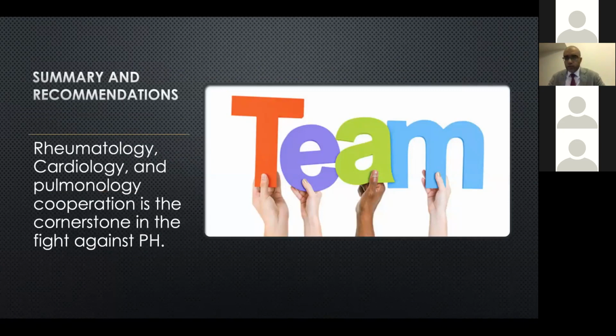And the most important conclusion and recommendation for this talk and this meeting is collaboration between rheumatology, cardiology, and pulmonology, which is very important in such a group of patients and diseases that have different aspects and need cooperation between three different specialties, aiming to improve our patient care.